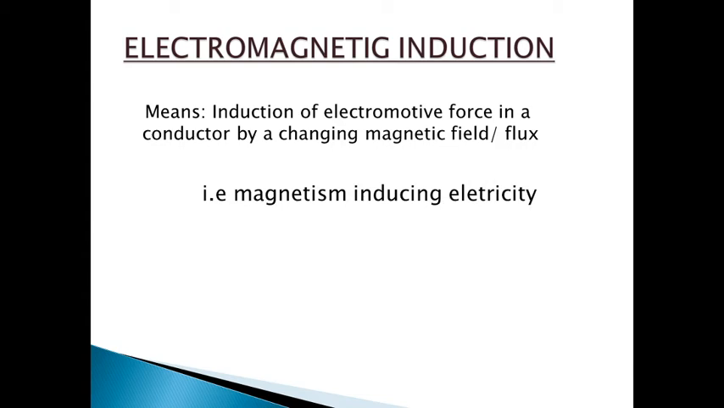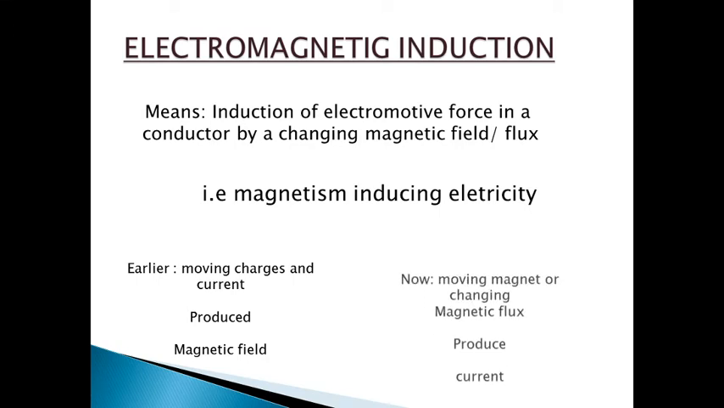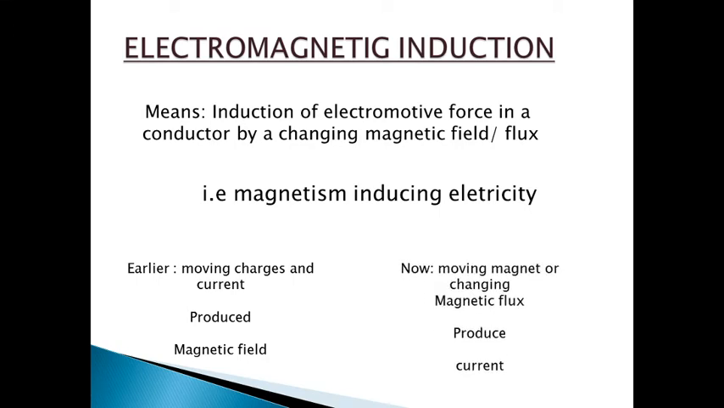In the previous chapter, where we studied the magnetic effect of electric current, there was current, and due to current there was a magnetic field produced around it. Now here, a magnetic field or flux is there which will induce electricity. So the earlier concept was that moving charges and current produce a magnetic field, and now we are going to study moving magnets or changing magnetic flux producing current.